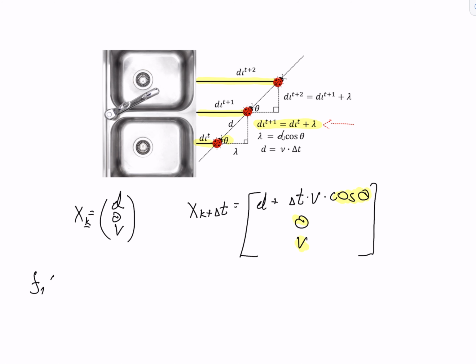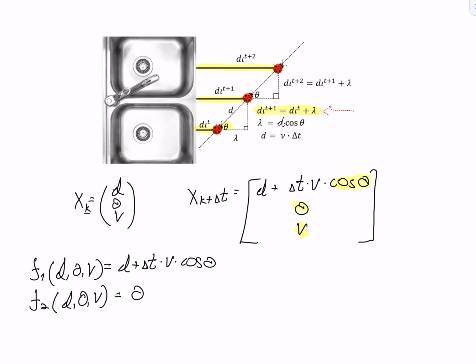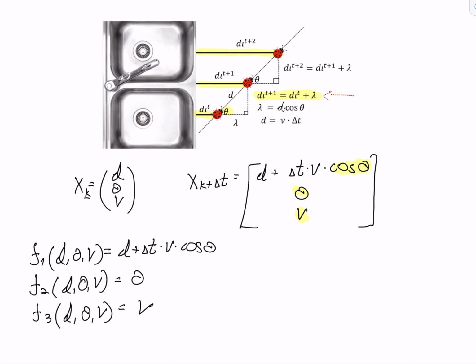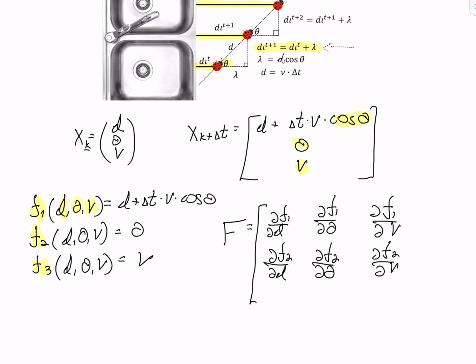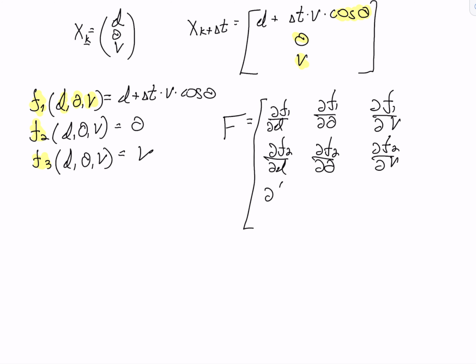Let's write those equations. So we have three f's, f1, and this is the first f, f2, and f3. And we have three parameters, or three x's, x1, x2, and x3, which are d, theta, and v. What do we do now? We derive each function with respect to all three parameters. Let's start. We have the partial derivative of f1 in the first row, each with respect to a different x: x1, which is d, x2, which is theta, and x3, which is v.